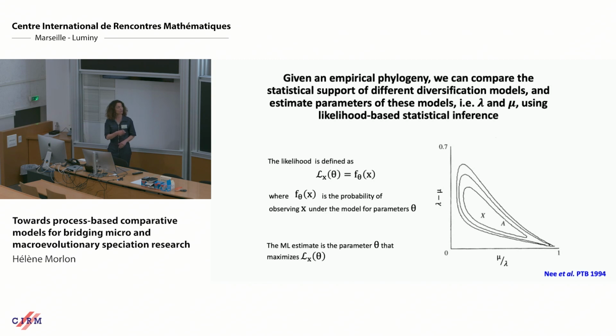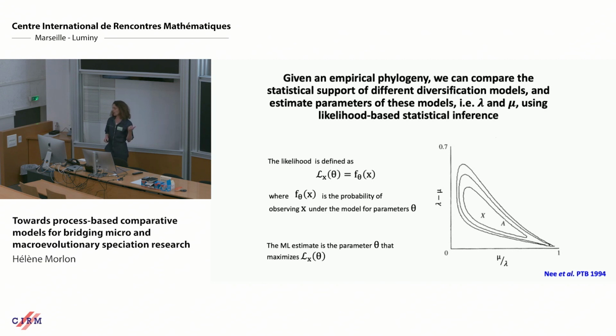So here is a representation of the likelihood surface for the birth-death process that shows again that this process is identifiable. Here we see that we have a single peak in the likelihood surface, and so we can estimate the net diversification rate and the turnover rate, so the extinction rate divided by the speciation rate. So we can get estimates of these parameters from a reconstructed phylogeny.